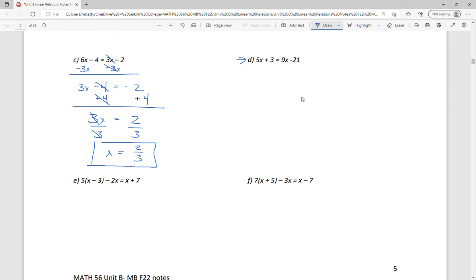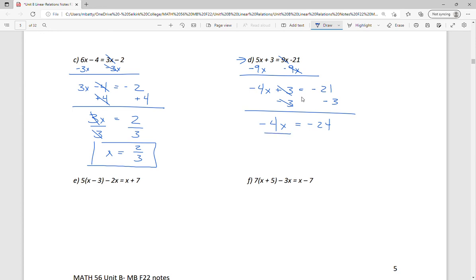In D, when I approach this one, I'm going to deal with the x terms first. I'm adding and subtracting before I do any multiplying or dividing stuff. I'd have negative 4x. I'm going to copy everything else. I'm going to subtract 3 from both sides. Just trying to get x's on one side and numbers on the other.